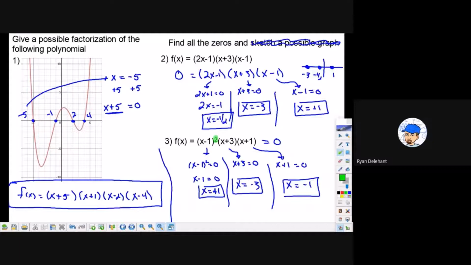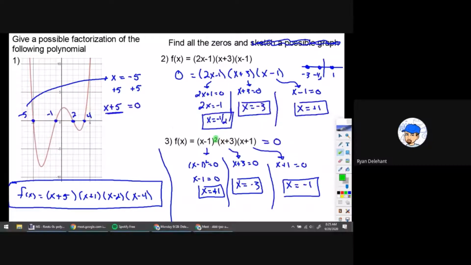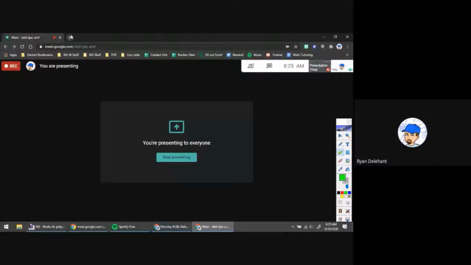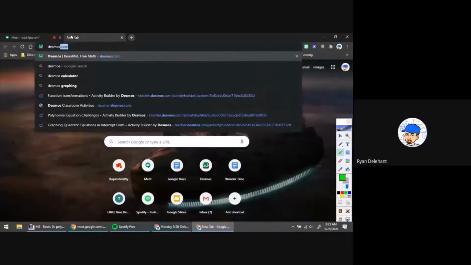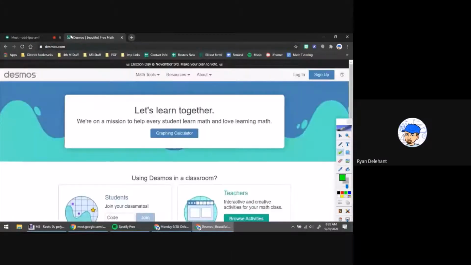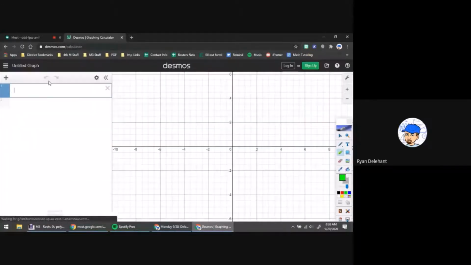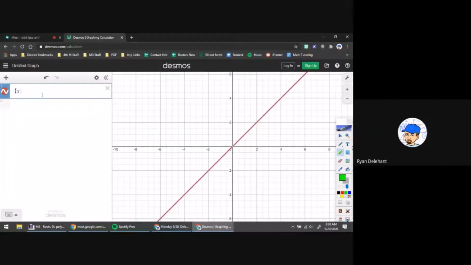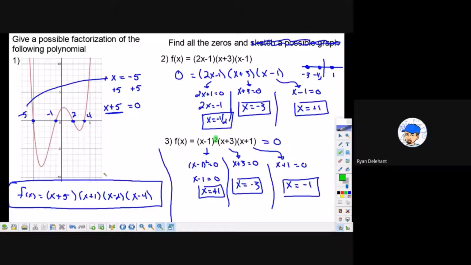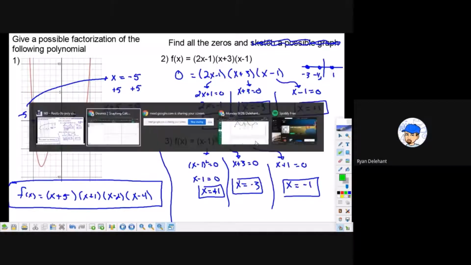And I know that was in the video as well, but anytime you get a power in there and it's an even power, what you're going to see the graph do, and I'll show you what this one does, is it's going to bounce. So let's see, we had x minus 1 squared, I remember that. x plus 3, x plus 1.